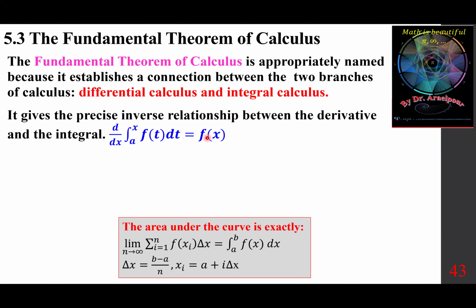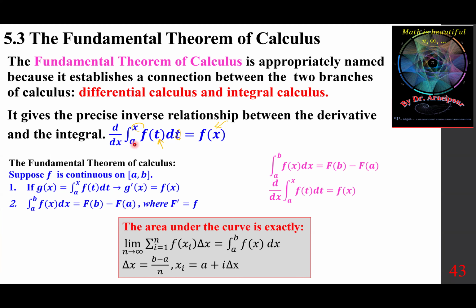Notice these two must be the same, everybody. Any variable will do. And this one is a number, and this upper limit is this. So this must be the same as this one, and this must be the same as this one. And because we are differentiating, that lower limit a has no bearing. It's a number, it becomes 0.